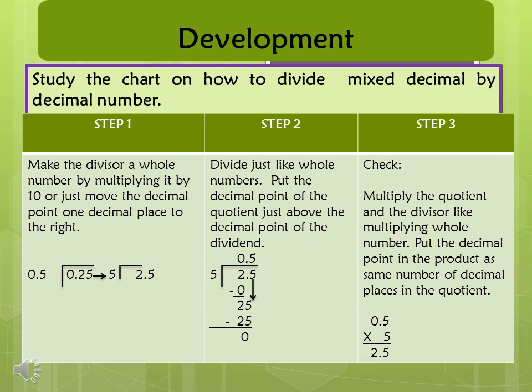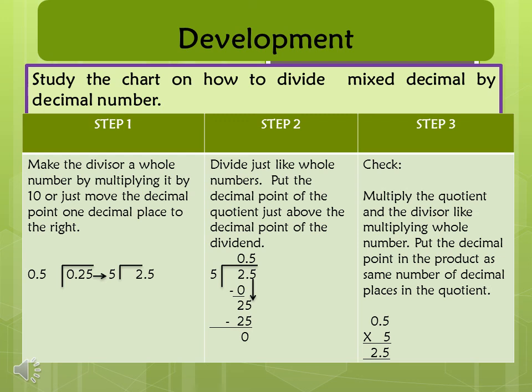Divide just like whole numbers. Put the decimal point of the quotient just above the decimal point of the dividend. So, i-divide natin yung 2 and 5/10 divided by 5. So, 2 divided by 5 equals 0. 0 times 5 equals 0. 2 minus 0 equals 2. And then, bring down 5. So, magiging 25 divided by 5 equals 5. 5 times 5 equals 25. 25 minus 25 equals 0.